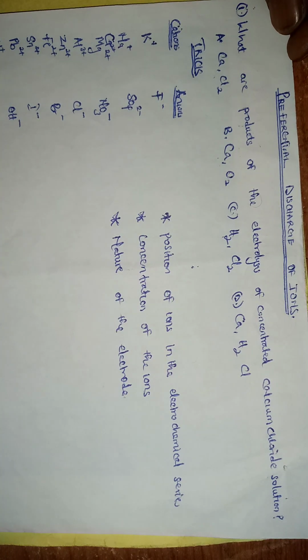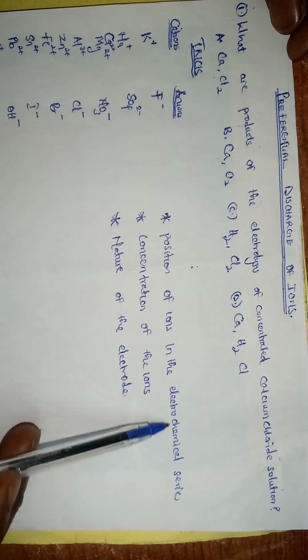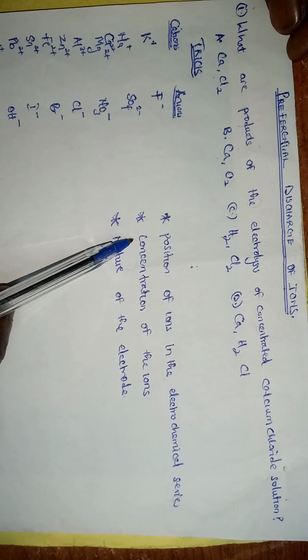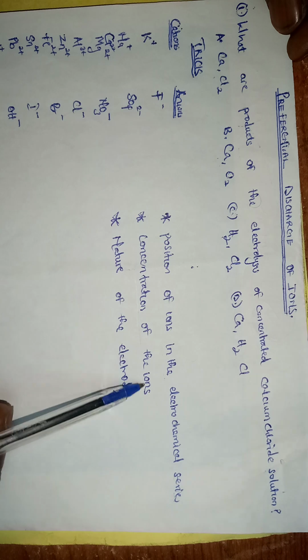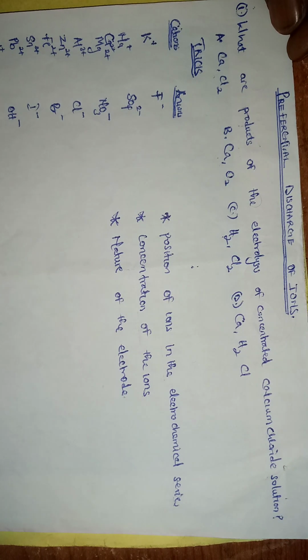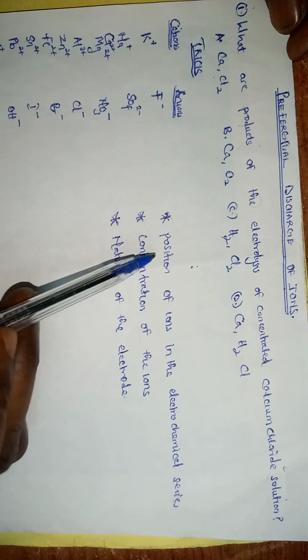What you need to take note of is that this kind of preferential discharge has three factors. The first one is the position of the ion in the electrochemical series. The second one is the concentration of the ion, and the last one is the nature of the electrode. But the two most important are the first two.